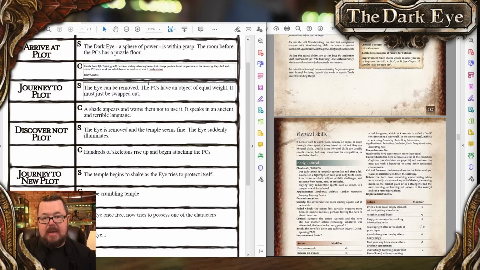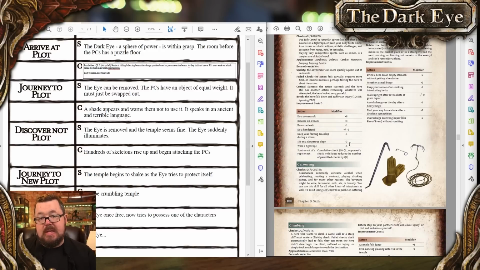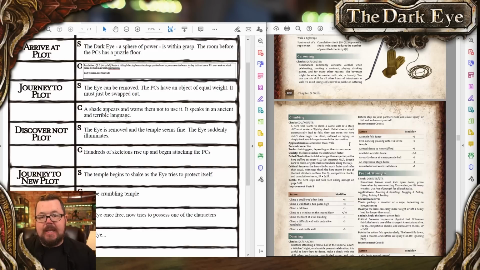Acrobatics, balance, combat maneuvers, jumping, running, squirming, that sort of thing. Okay, good. So body control, I'm going to make a note here, is agility and constitution. Okay, that's an interesting one. All right, so that's body control, and I think that should be for everybody who is on the beams. I think that should be quite fun.